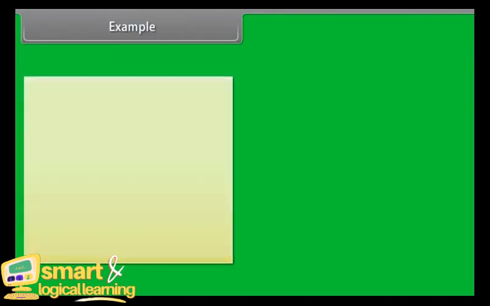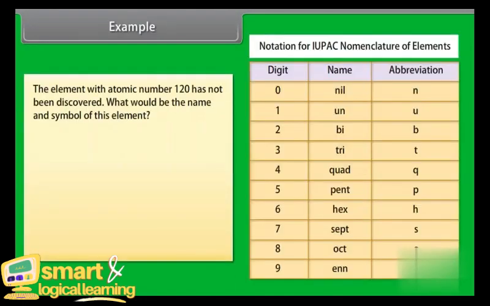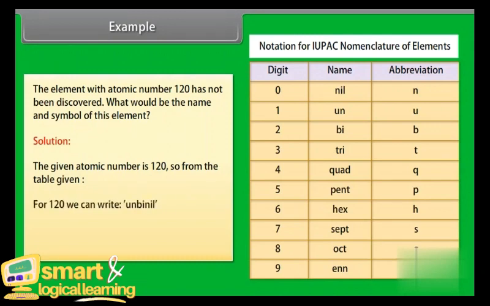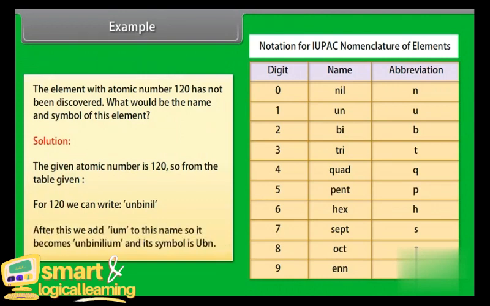Example: the element with atomic number 120 has not been discovered. What would be the name and symbol of this element? Solution: the given atomic number is 120. So, from the table given, for 120 we can write "unbinil". After this, we add "ium" to this name, so it becomes unbinilium, and its symbol is Ubn.